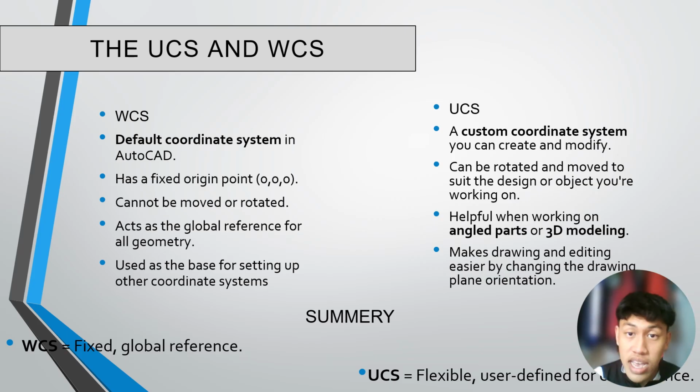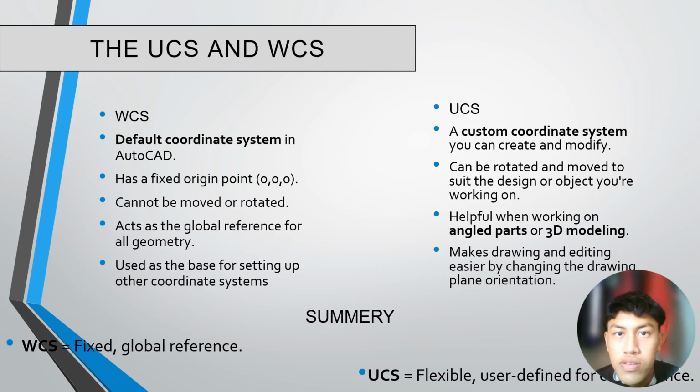And for UCS, a custom coordinate system you can create and modify, can be rotated and moved to suit the design or object you're working on, helpful when working on angled parts or 3D modeling, makes drawing and editing easier by changing the drawing plane orientation. So in summary, WCS, or World Coordinate System, is fixed and is a global reference, while UCS, or User Coordinate System, is flexible, user defined for better usage, of course.